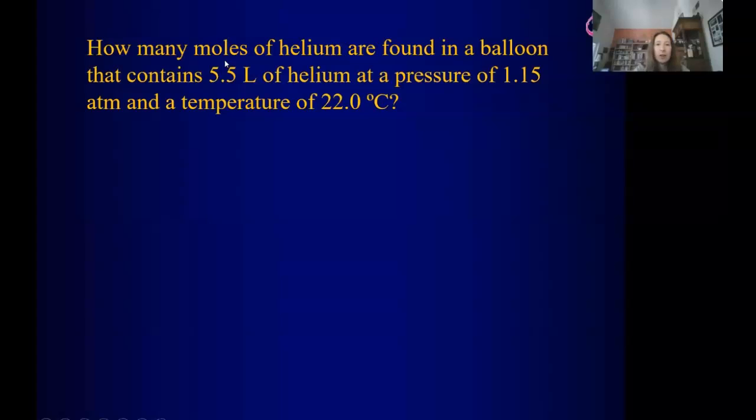How many moles of helium are found in a balloon that contains 5.5 liters of helium at a pressure of 1.15 and a temperature of 22 degrees Celsius? And this was a multiple choice question. Here would be your choices. Okay, so if this was on your quiz, your OLI quiz today, how would you do this problem? So I'm going to give you like 2 minutes, and then we're just going to do this one together. So try and set this one up, and then we'll do the rest of this together.